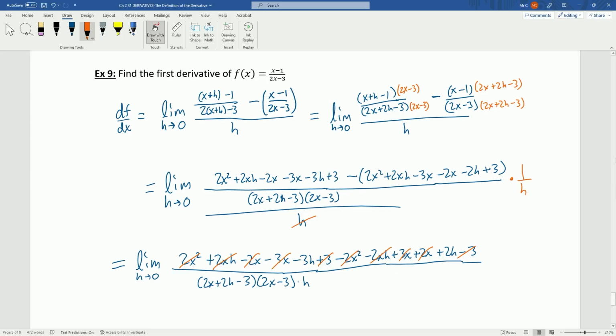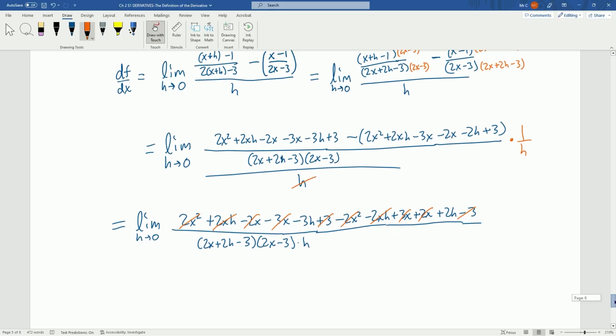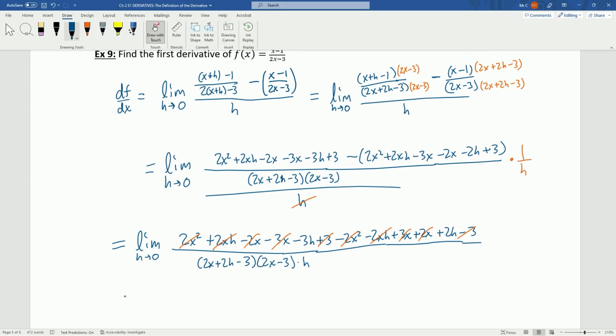All right, and we canceled most of that stuff. So let's see what we got left. I got a negative 3h plus 2h. That's a negative h over this whole thing.